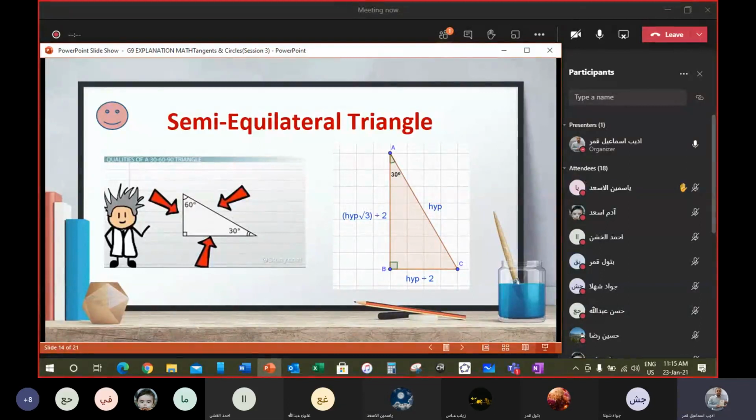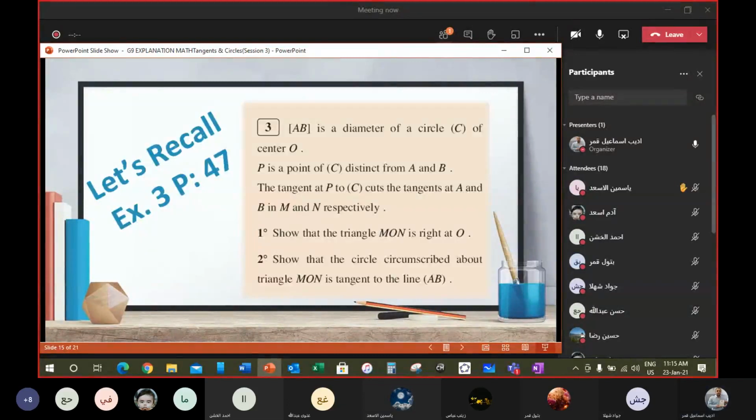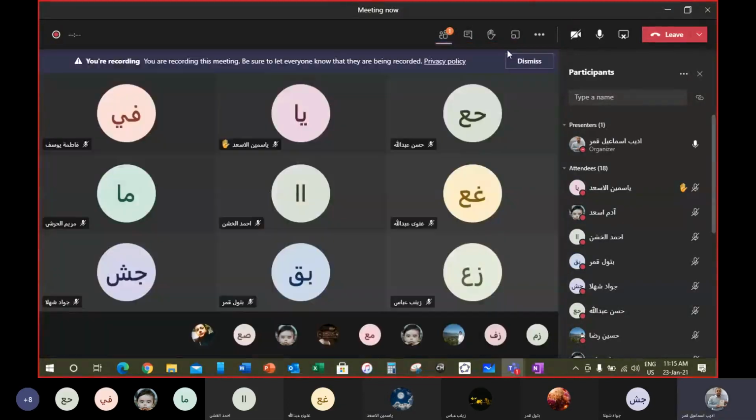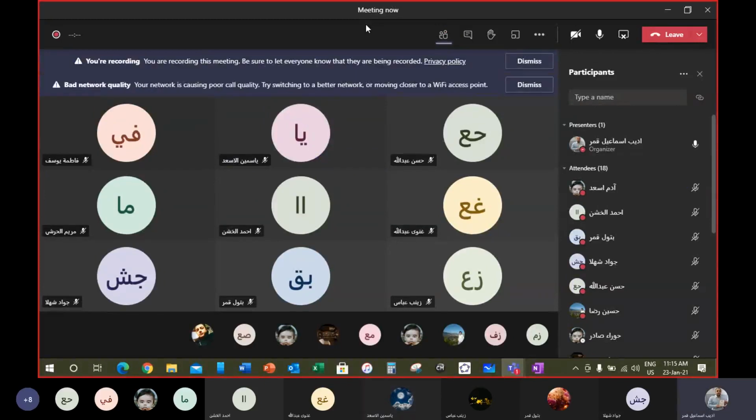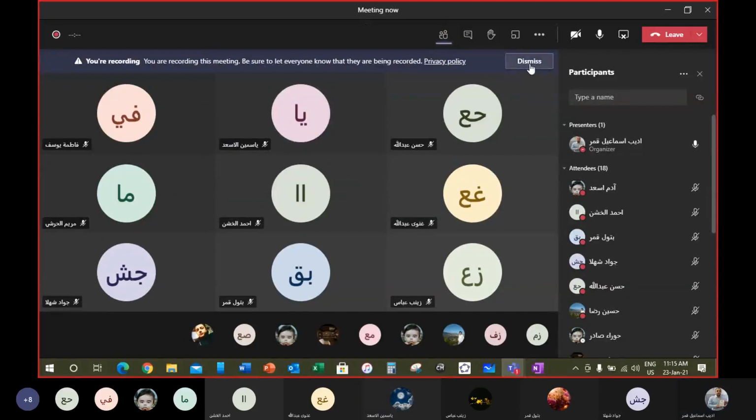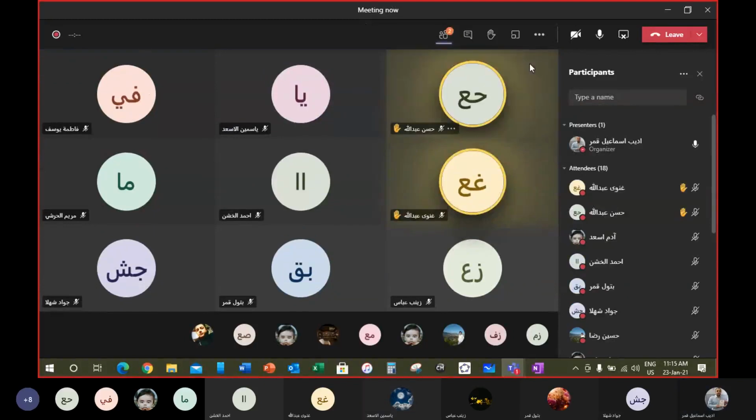قبل ما نقرا هيدي, let's remind back how we know if a triangle is semi-equilateral. What is the question? How to identify a semi-equilateral triangle? Hasan Abdullah. Have an angle 30 degree. 60 و 90. Very good.